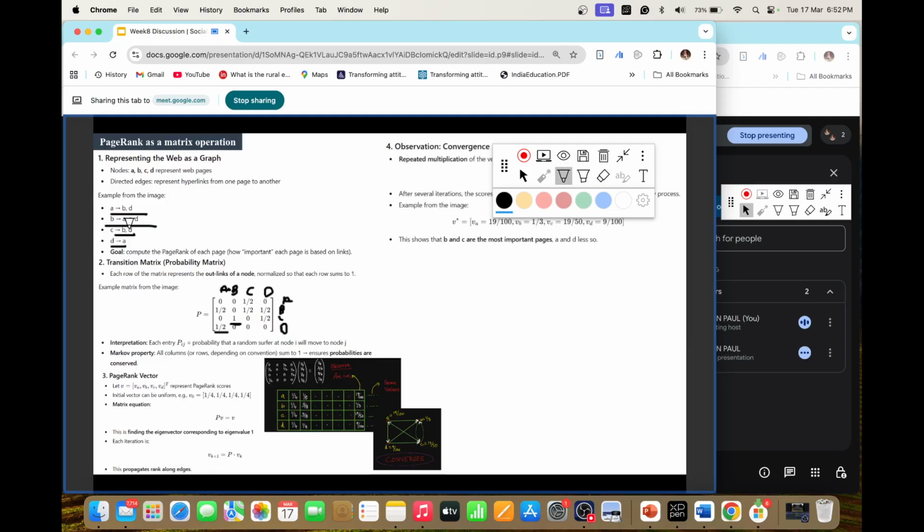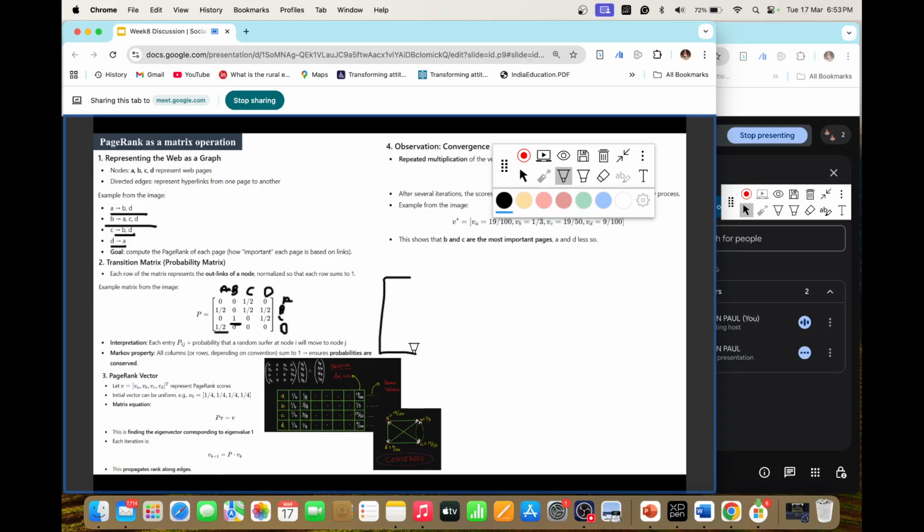what will happen is B is given to A, C and D, so it will be 1 by 3, 1 by 3, 1 by 3 here. C is given to B and D, so it will be half, half here and half here, and D is given to A. D is giving to A, right? So D will be 1 here. Okay, so that is how.